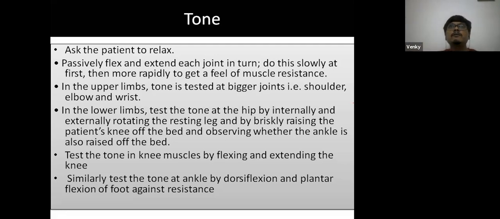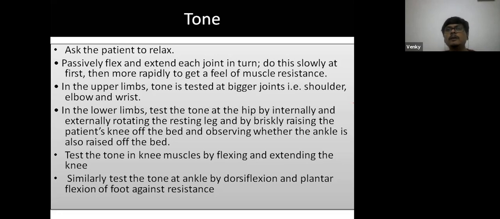In case of flaccidity, you can easily rotate the limb. In case of spasticity, you won't be able to move it. In case of cervical spondylosis, definitely the patient will have quadriplegia, quadriparesis. In the forelimb, hypertonia will be present. Clasp-knife spasticity will be seen.